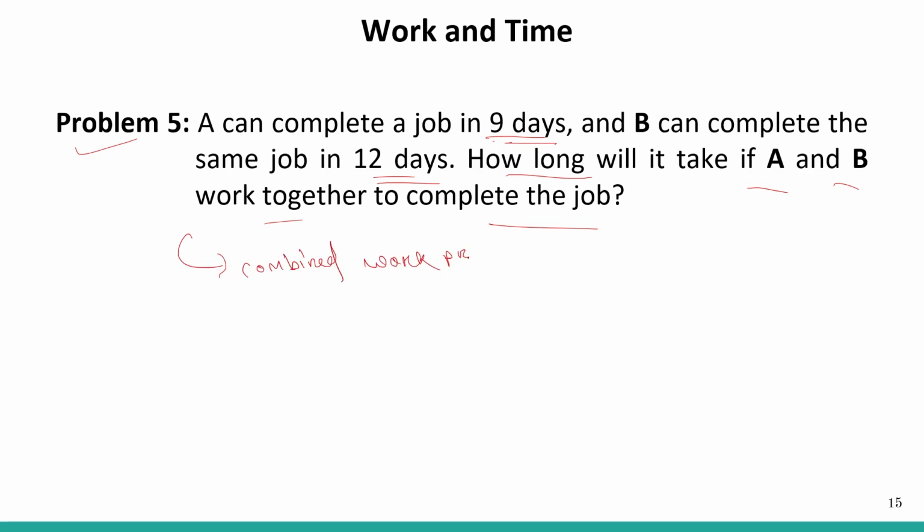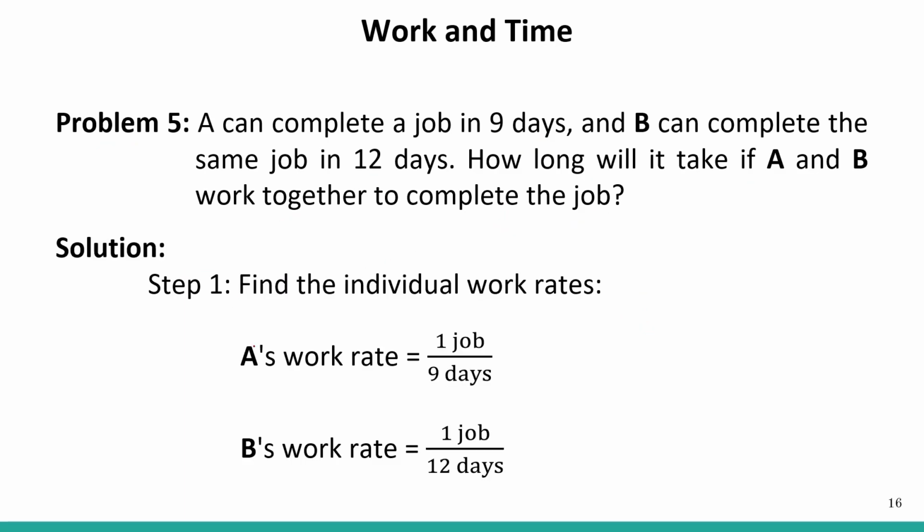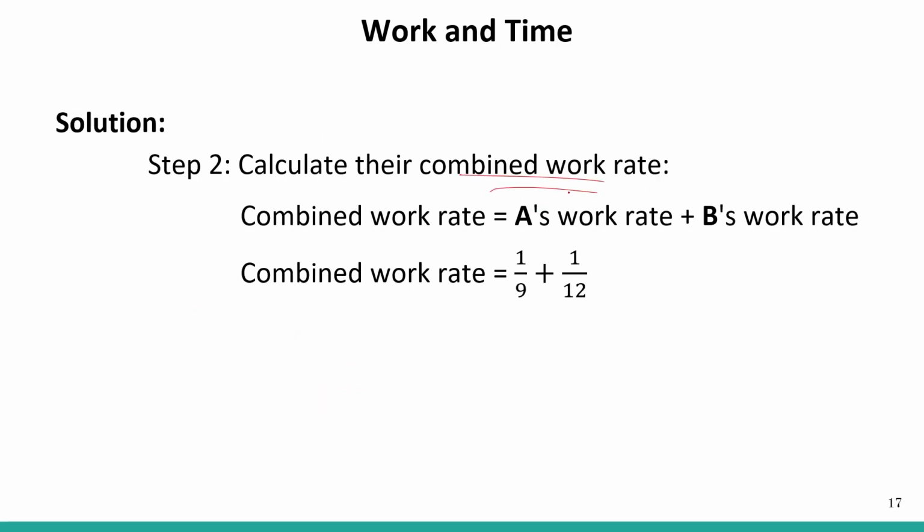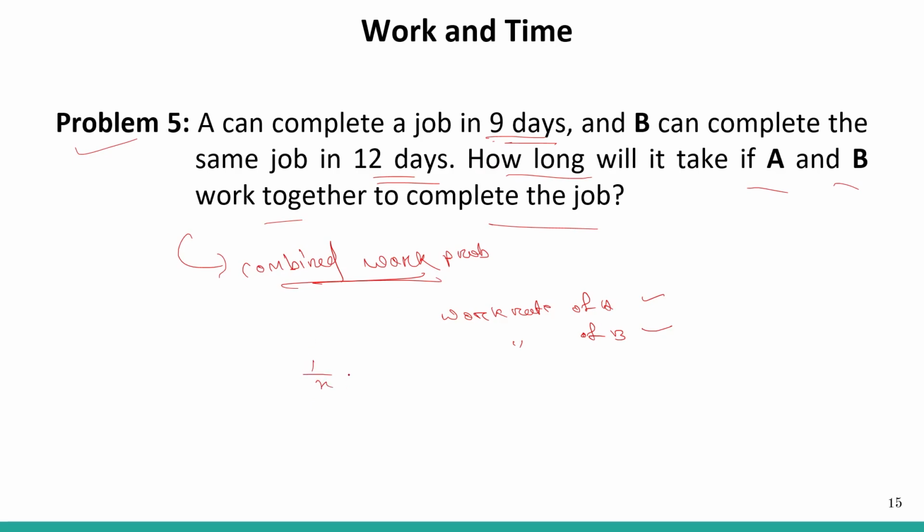So let's get a rough sketch of what we are going to do. Okay, we'll calculate the work rate of A and the work rate of B individually. Then we calculate their combined work rate. The combined work rate is calculated as 1 by x plus 1 by y. We have already discussed this in the previous lectures, right? So it will be 1 by 9 plus 1 by 12, which is equal to what? So this is 4. So this won't be 12. This will be what?